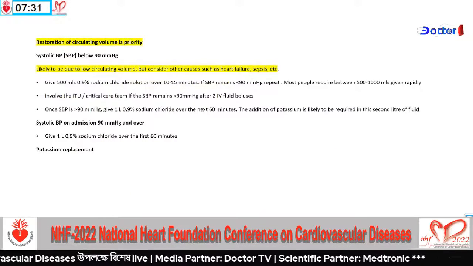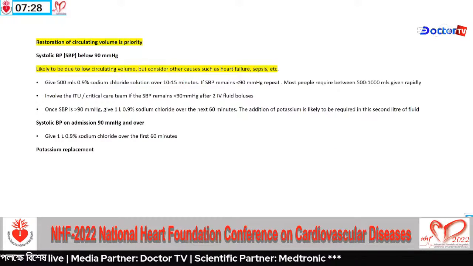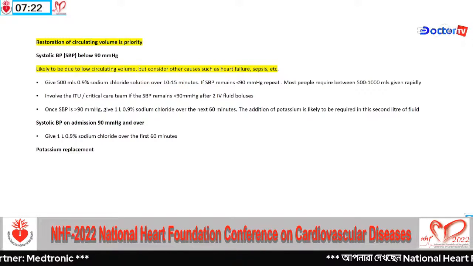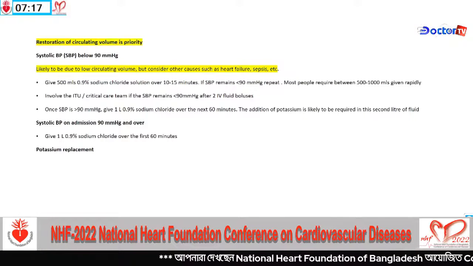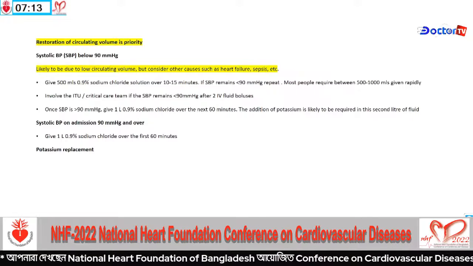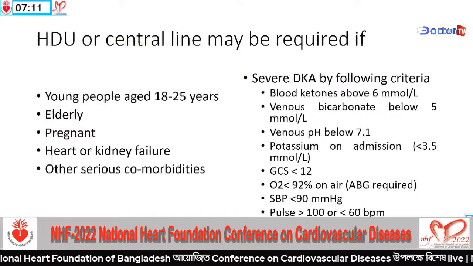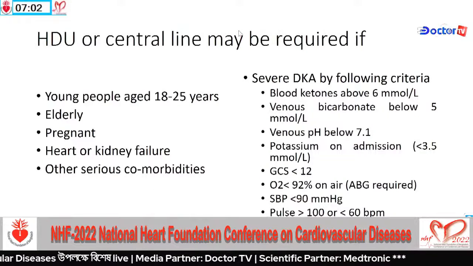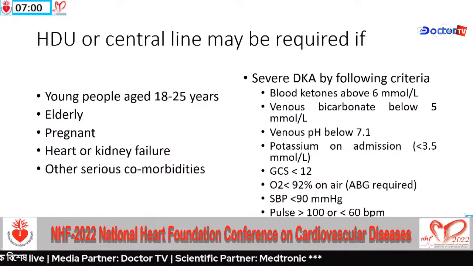The vital and most important step, perhaps, is the restoration of circulating volume. But it is not only sugar; there are a few other issues which might cause low volume status. We have to rule out underlying heart failure, cardiogenic shock, or any sepsis. Some patients cannot be managed in the ward and should be shifted to HDU, especially those who are young, elderly, pregnant, or suffering from kidney failure, heart failure, or other serious comorbidities.